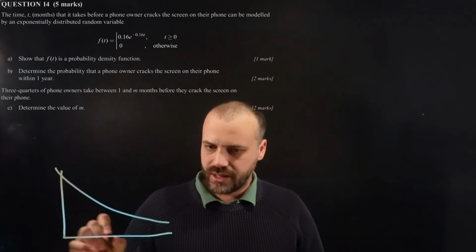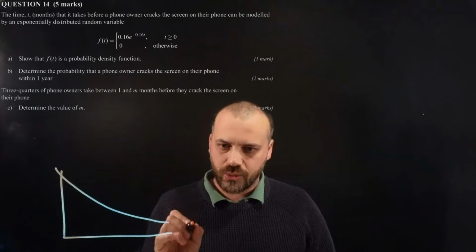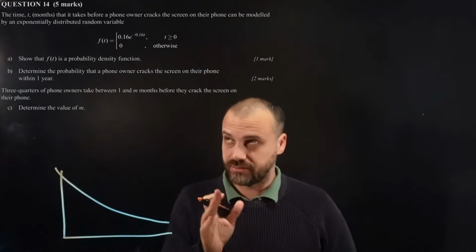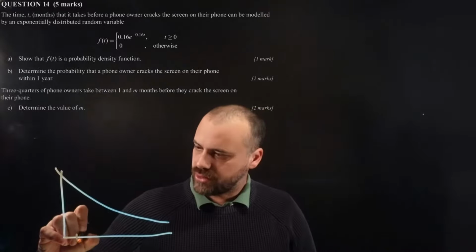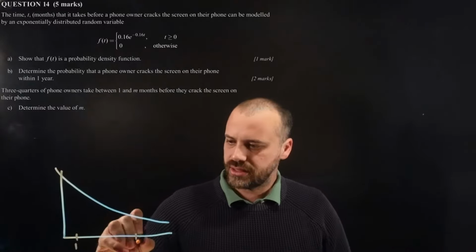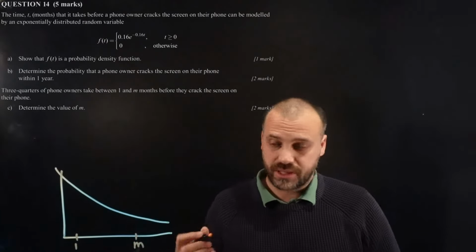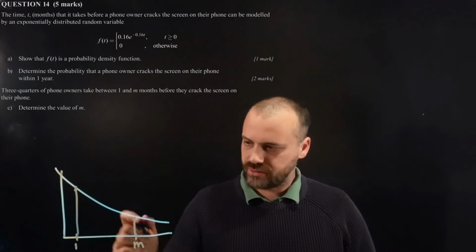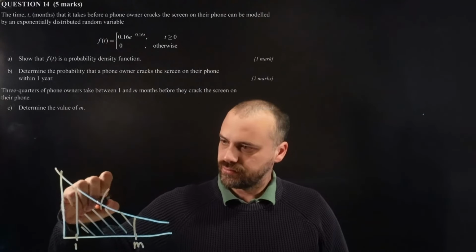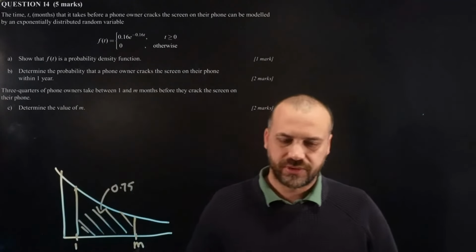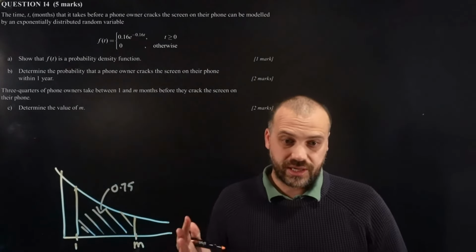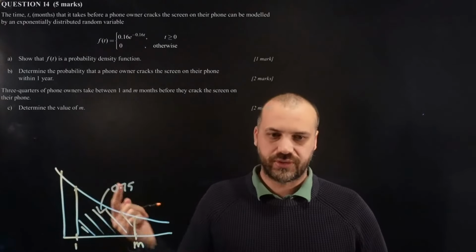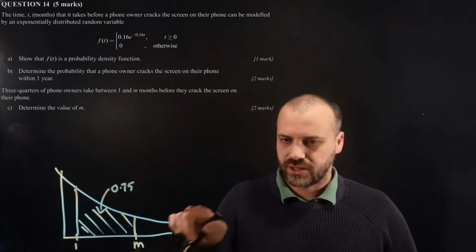That's better. Now it says 3/4 of phone owners, so 0.75, 75%, between 1 month and m months. We don't know what the m is, but we know that the probability of it happening within that area is 0.75. So that entire picture is the setup, and now we just need to solve this for m. So let's write it up.